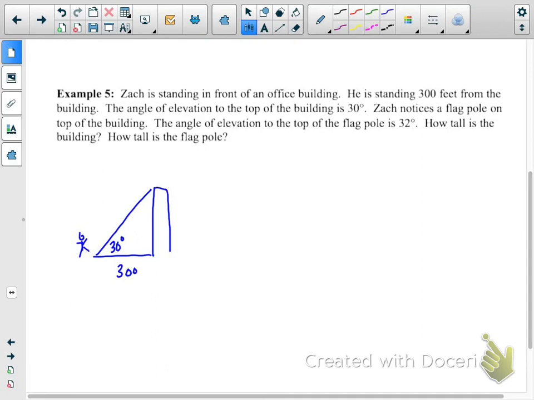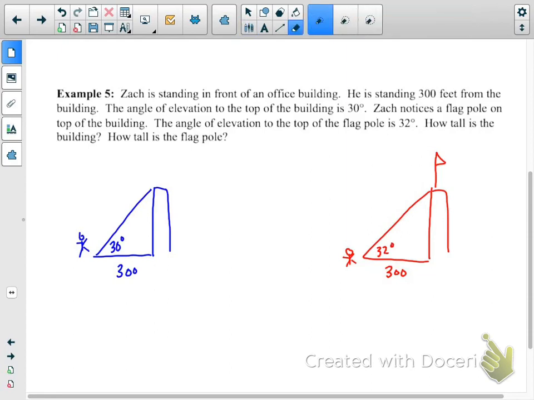Now, Zach notices a flagpole on top of the building. The angle of elevation to the top of the flagpole is 32. Okay, so basically now what's going on is I've got two triangles here. Here's my building with a flagpole on top, same building, but now the angle of elevation, we're still 300 feet away for Zach, but now the angle is 32 degrees. We want to figure out how tall is the flagpole.